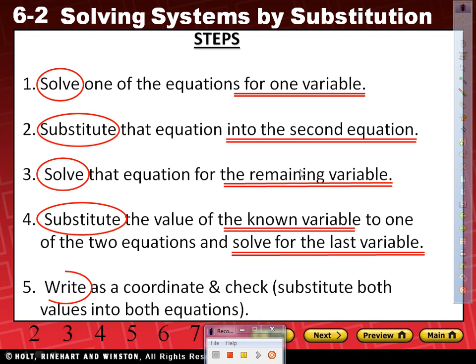So I'm going to go ahead and do the first example. I need you guys to copy this. Right underneath the steps, copy this example down, example number 1. I want you to write example 1, solve the system by substitution. And copy this system, please. Do that right now.